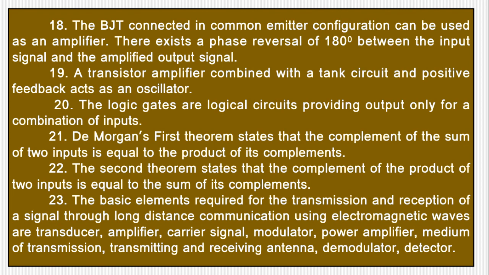23. The logic gates are logical circuits providing output only for a combination of inputs. 24. De Morgan's first theorem states that the complement of the sum of two inputs is equal to the product of its complements. 25. The second theorem states that the complement of the product of two inputs is equal to the sum of its complements. 26. The basic elements required for the transmission and reception of a signal through long-distance communication using electromagnetic waves are transducer, amplifier, carrier signal, modulator, power amplifier, medium of transmission, transmitting and receiving antenna, demodulator, detector.